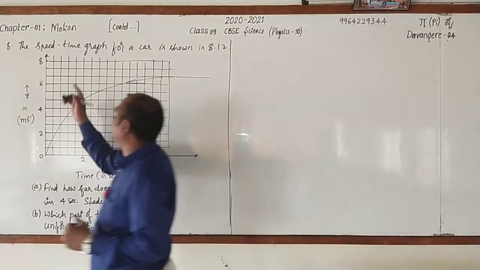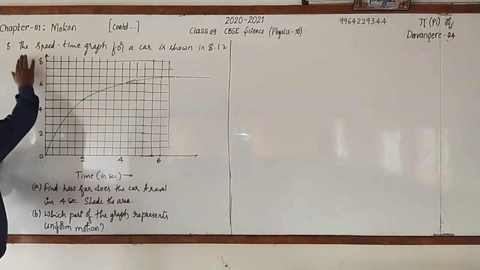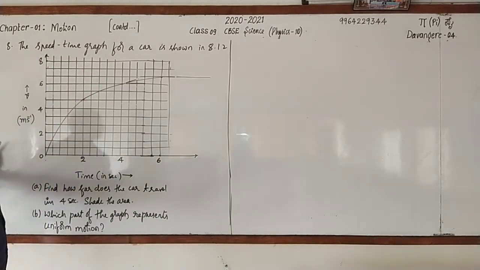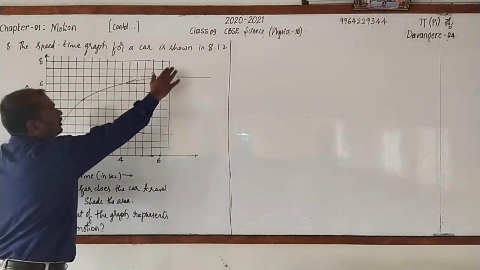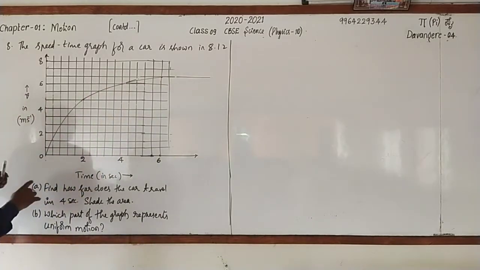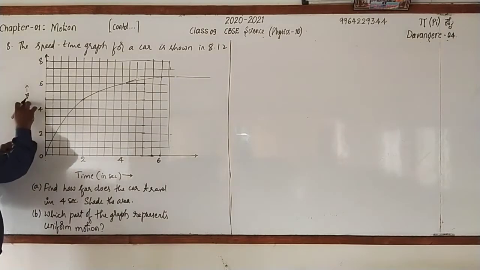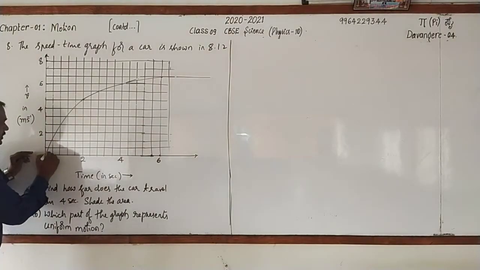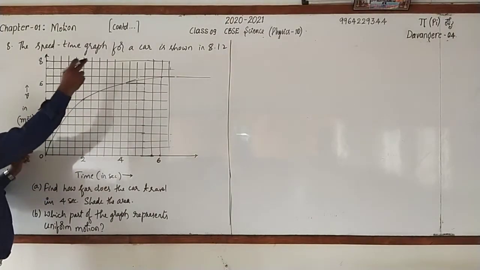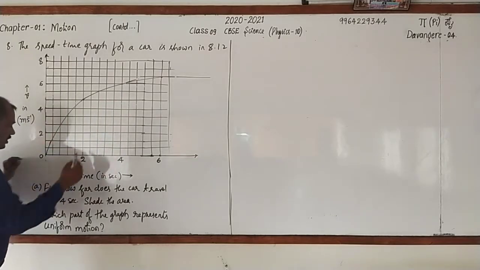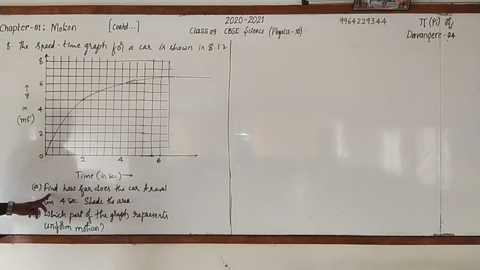Now, go through the 8th one. Look here, it is the speed time graph, nothing but velocity time graph for a car is shown. You can observe that along the x-axis we have taken time, along the y-axis we have taken the speed, and this is the line which represents the VT graph of the car. Now, the question is, find how far does the car travel in 4 seconds.